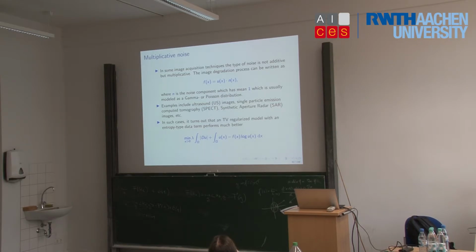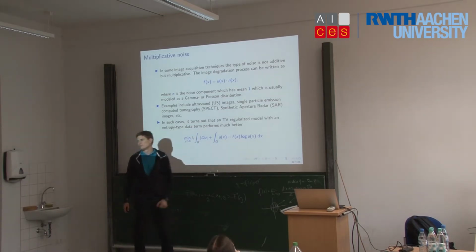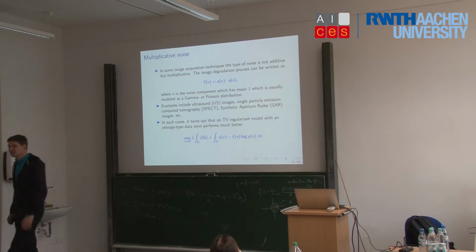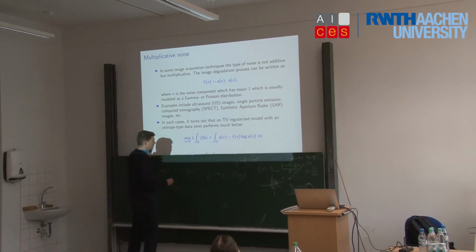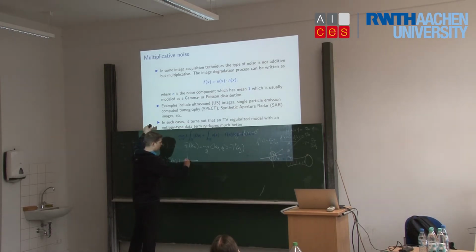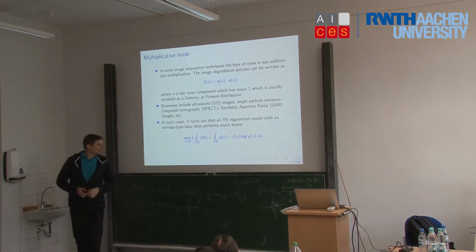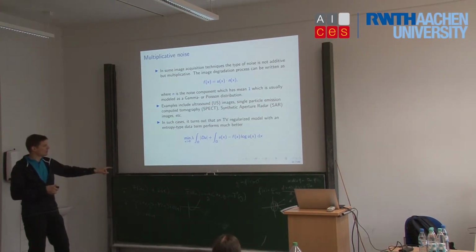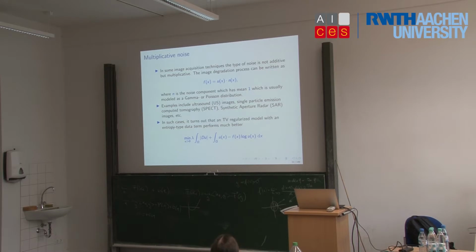In such cases, it turns out that a TV regularized model with an entropy type data term performs much better. So the data term now looks like this: u minus f times log u. And this is the negative entropy. The negative entropy is also a convex function. So it somehow looks like this. Also, the proximal map with respect to this data fidelity term is very easy to solve. You just need to solve pointwise a quadratic equation. It's very easy.